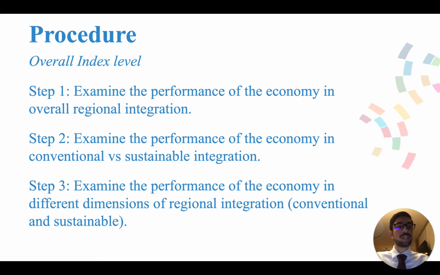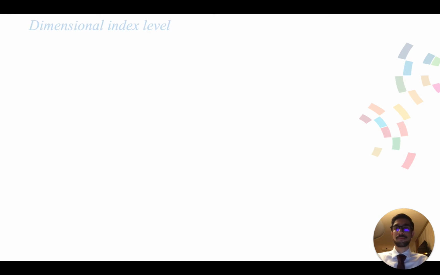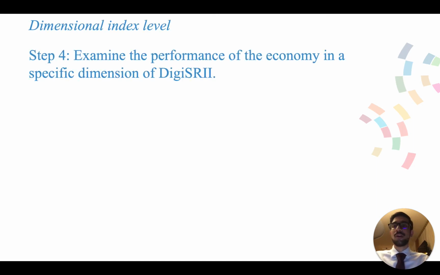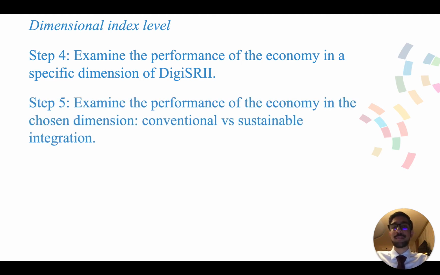Steps 1 through 3 help to build a picture of an economy's performance in regional integration at the overall index level, including conventional and sustainable perspectives and dimensions. In step 4, examine the performance of the economy in a specific dimension of DigiSRII. In step 5, examine the performance of the economy in the chosen dimension using conventional versus sustainable integration.